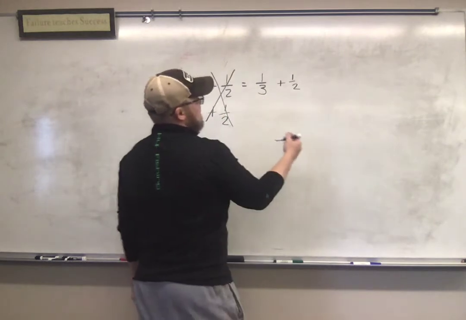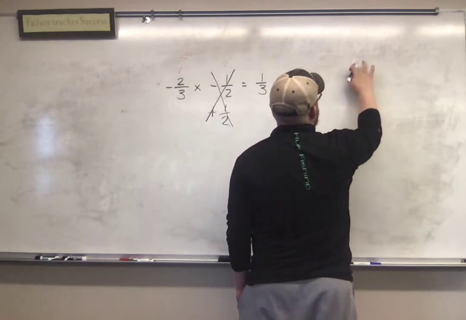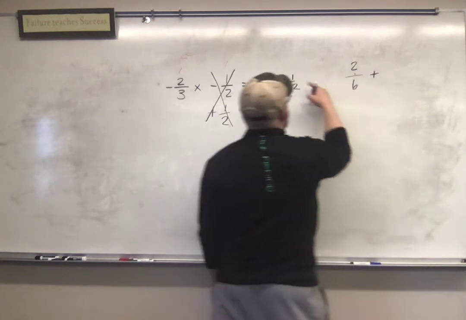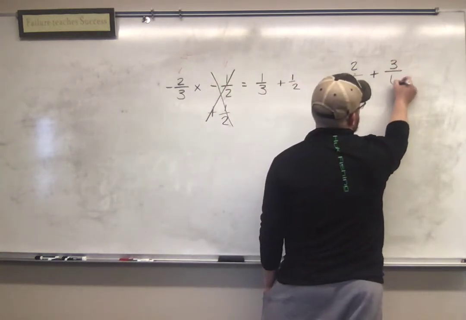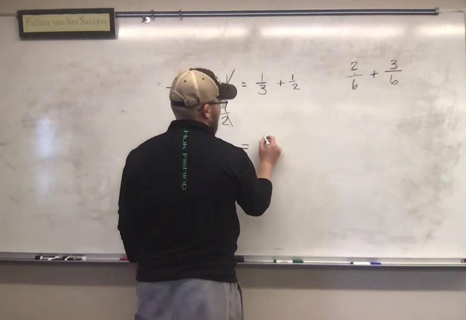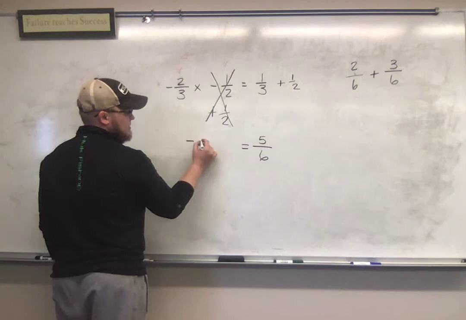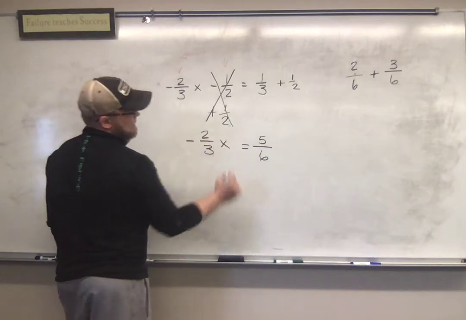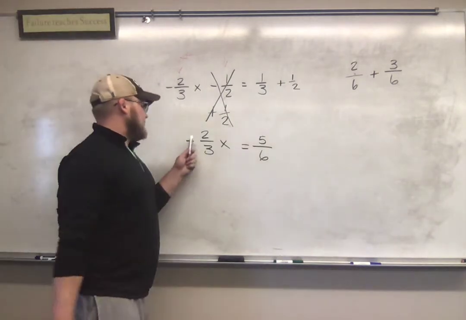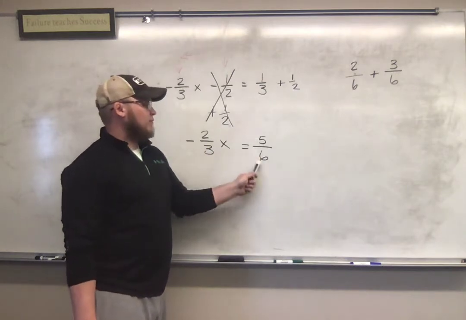But now we have to add these up, and we need common denominators, which I'm going to make a 6. 1/3 turns into 2/6, plus 1/2 is going to turn into 3/6. And 2/6 plus 3/6 is going to equal 5/6. Now, rewrite everything we haven't used, which is negative 2/3 x. So if we were going to read our new problem, it would say negative 2/3 times a number we don't know equals 5/6.